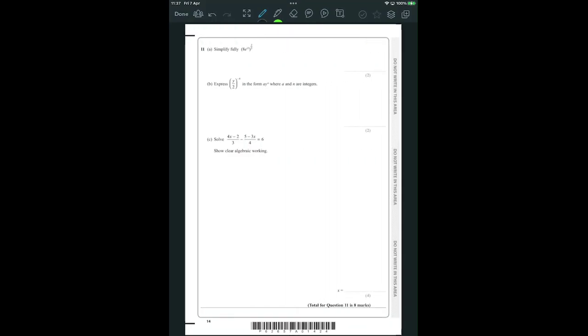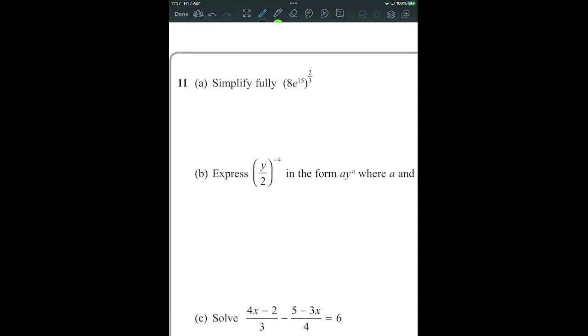Question 11. Some more index laws. This time we've got some fractional powers. Again, you could try and do these properly. The question hasn't said to do anything too fancy, so I'm just going to type stuff into my calculator. For the number in front, that's giving me 8 to the power of 2/3. So I'm going to start with a 4, and then I can just multiply the powers for, because power to a power is a multiply, e to the 10.